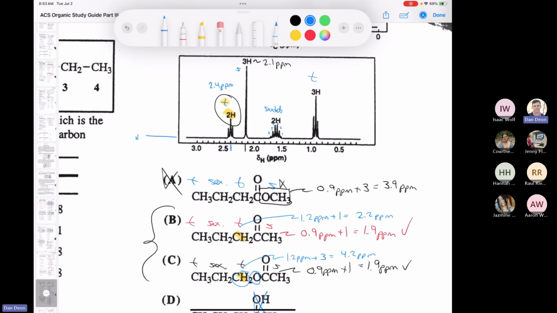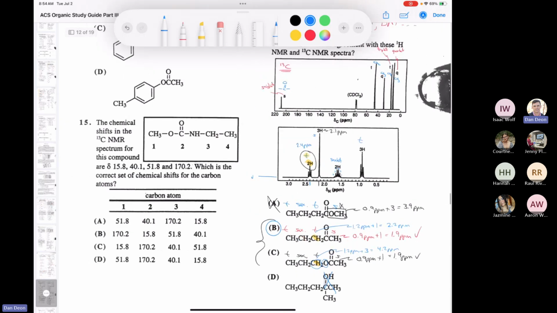And so that would mean that B has to be the answer. So you really have to dig your heels in to figure this one out. You can cross D off right away because it's an alcohol. And then you can cross A off because of the methyl, which has too low of a chemical shift. But then you have to go through quite a few of the chemical shifts for B and C to figure out that it is actually, in fact, B.